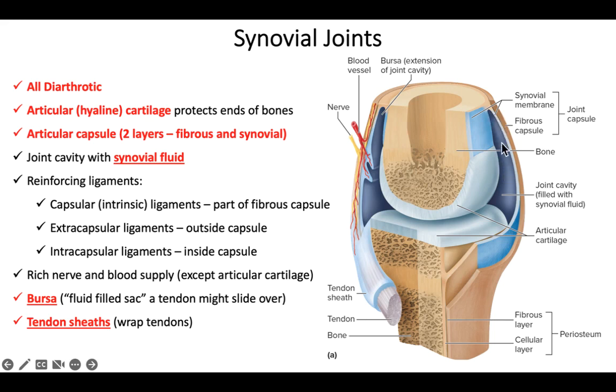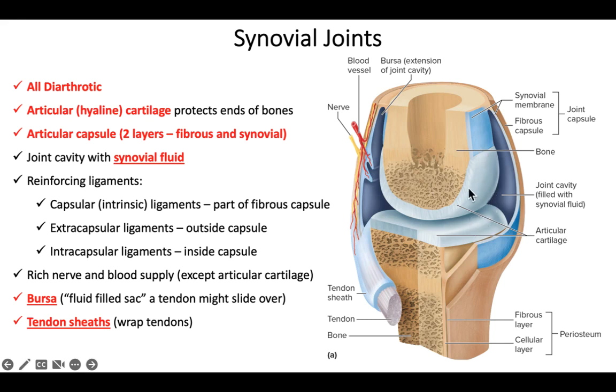So the membrane on the inside, together with the fibrous capsule on the outside, forms what's called the joint capsule, or articular capsule. Inside would be the cavity, and inside that cavity there is synovial fluid. Synovial fluid provides a few functions. It's going to lubricate the joint, right? So now you have a nice lubrication in between the two articular cartilages.